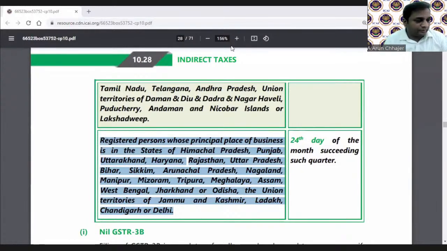OIDAR means online information database access retrieval services like online gaming, etc. We can say Netflix. We are seeing the movie online. Everything is online. So that is the concept of OIDAR. There is a separate provision, section 14 of the IGST Act, which is again not applicable for this. I think CA Inter, it is in the final.